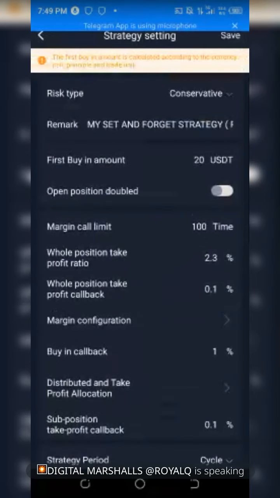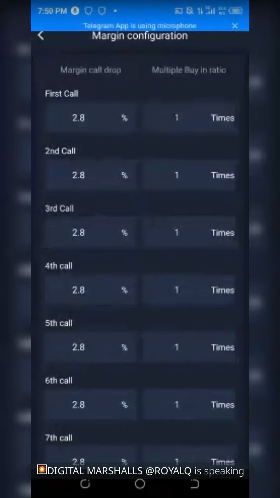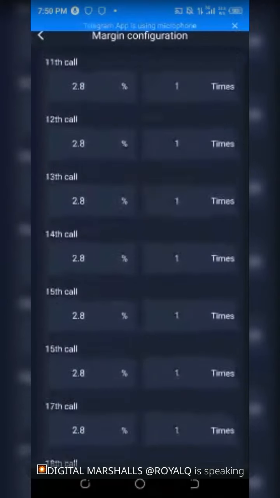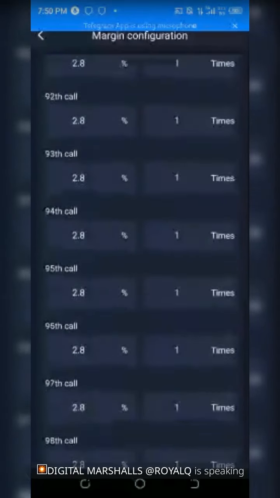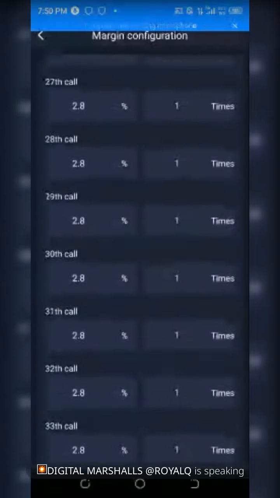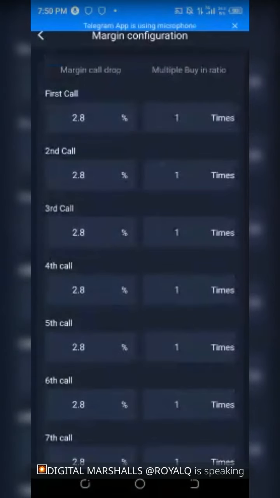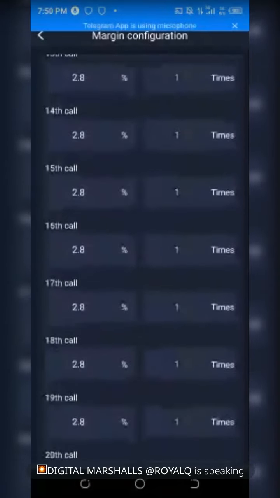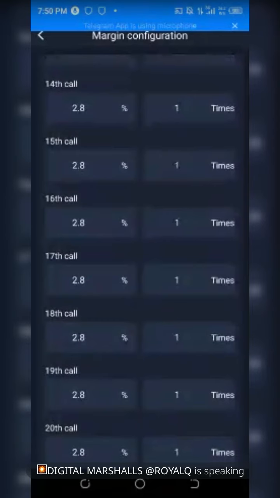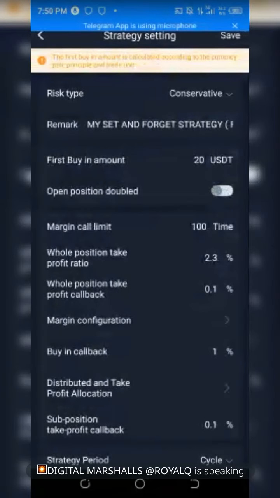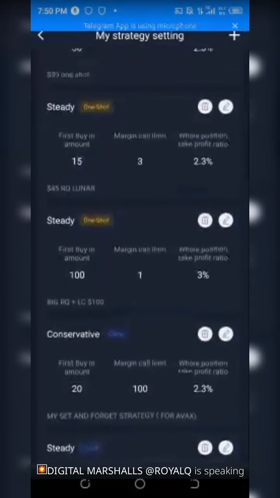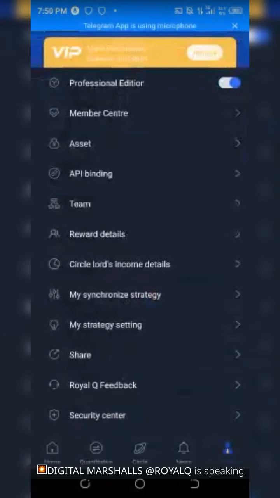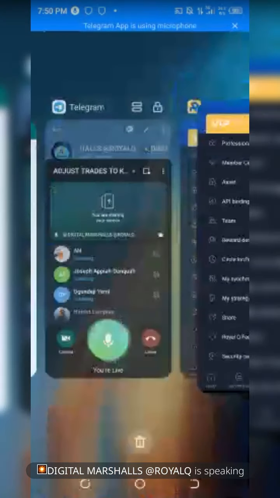And then the margin configuration is 2.81 all the way to 100. So this one, you just leave it. Market is going to make money for you by the help of Royal Q. So 2.8 all the way. So this is one of my strategies. It's called set and forget. As the name implies, you can see, 100 margin call deep. So you are good to go. Then you click on save, and it is there. So anytime I want to trade, I just tap on it and I trade. So that's how we set a trade on cycle mode.